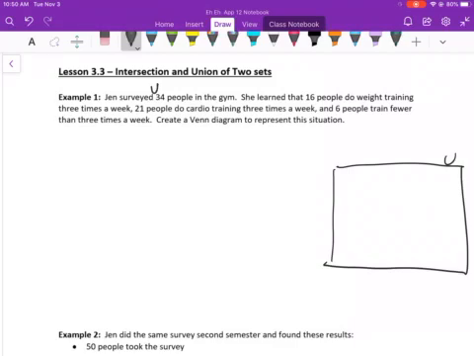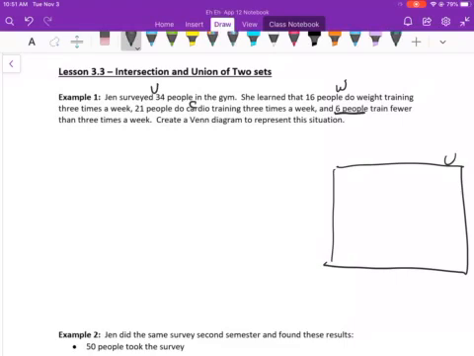She knows that 16 people do weight training 3 times a week. The people who do cardio, so that I'm going to let that be denoted by C, is 21, 3 times a week. And 6 people train fewer than 3 times a week. So I guess these 6 people do neither weight training nor cardio 3 times a week.